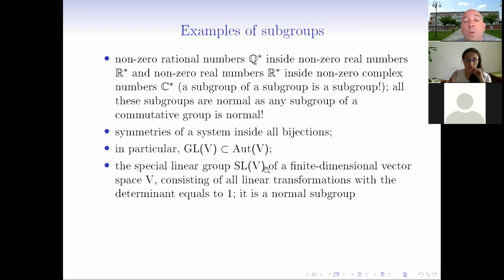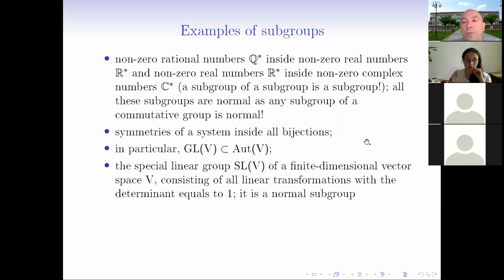And we know that determinant is a multiplicative operation. So the determinant of the product of matrices is the product of determinants. So if two matrices have unit determinant, then the product will satisfy the same property, and the same for the inverse. It means that all invertible linear operators with the unit determinant inside GLV will constitute a subgroup. This subgroup in general is not normal, of course.